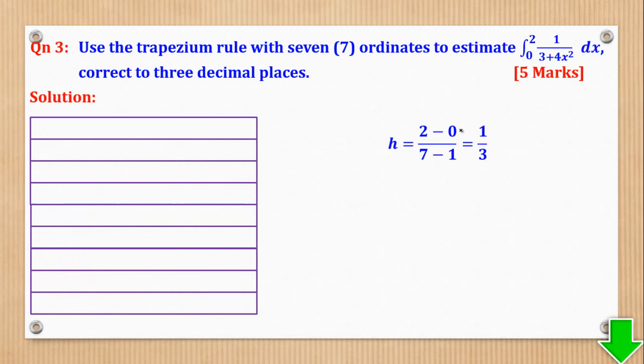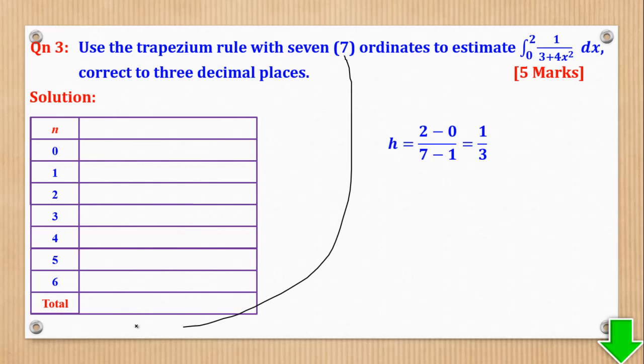Then you can substitute. We can tabulate now. N denotes the number of ordinates. So there are 7, but we stopped at 6. Why? Because we started with 0. 0, 1, 2, 3, like that. So that is why we are having 6. If it is okay to begin with 1, there's no problem with that.